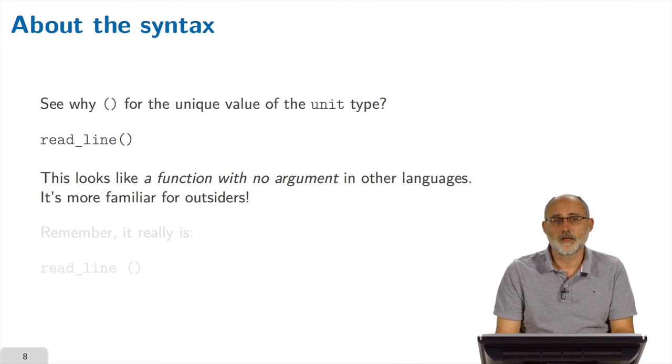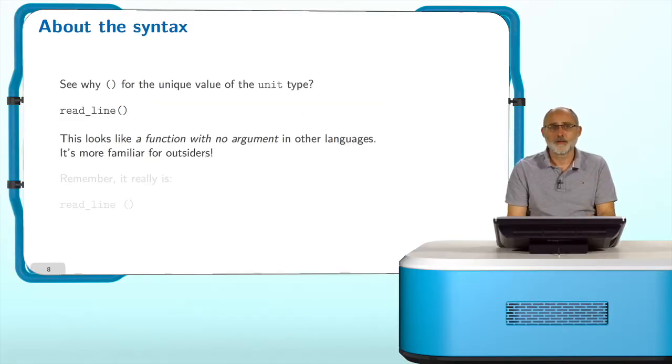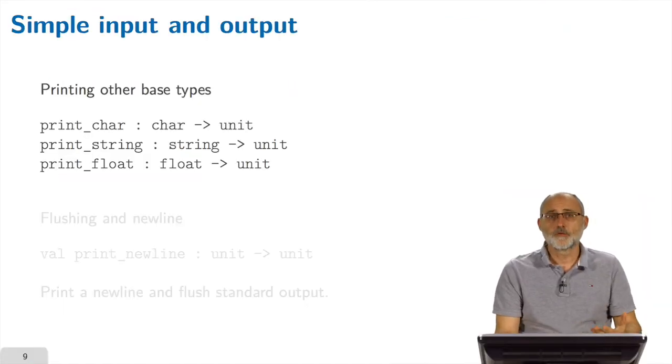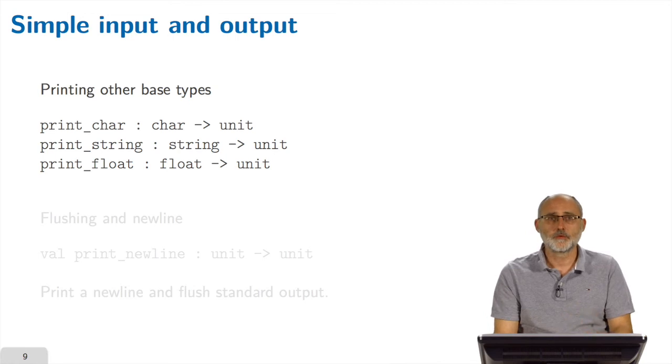Because read_line, for example, the example we have shown before, written this way really looks like a function with no arguments in other languages, which you use for example for performing side effects. That's very familiar for outsiders. But for us, now that we are learning this OCaml programming language, we should remember that it really means the read_line function applied to one argument, which happens to be of the unit type, so it happens to be written open parenthesis, close parenthesis.